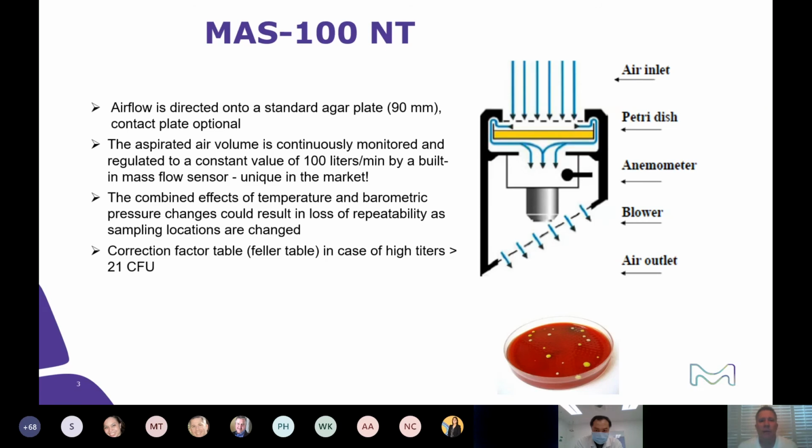So the MAS 100 NT, one of the main reasons that you can calibrate it in your lab, in your facility, is that it has a built-in digital anemometer, and that's here.